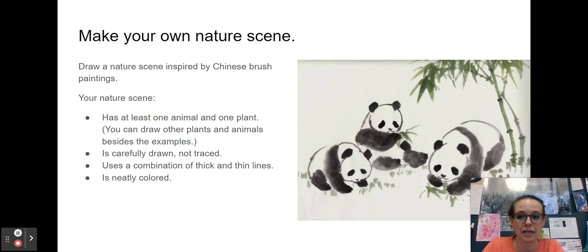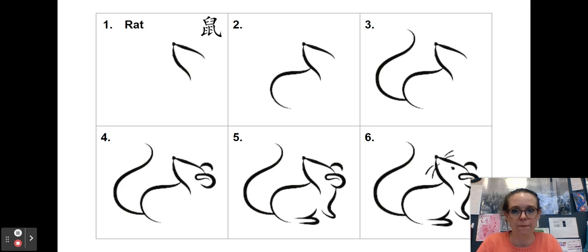And your nature scene has at least one animal and one plant. There are examples of different animals and plants that you can draw in the next couple slides, but you don't have to use those. Those are just ideas. You can draw your own if you want. It's carefully drawn, not traced, and uses a combination of thick and thin lines. And if you get to it, it's neatly colored.